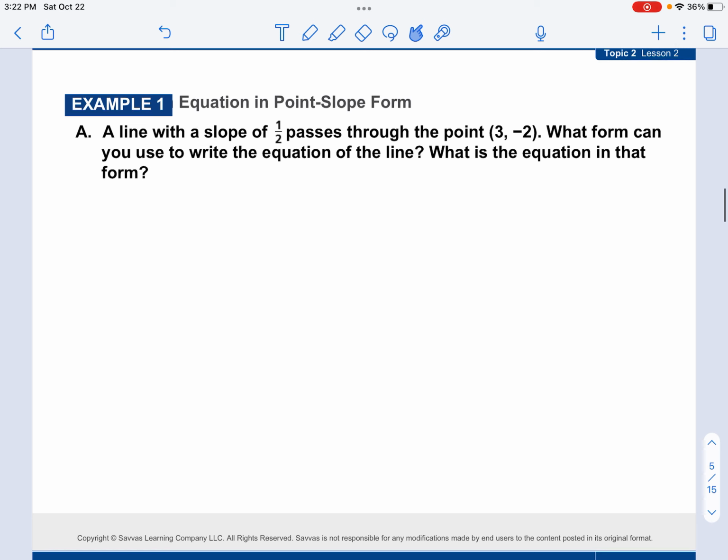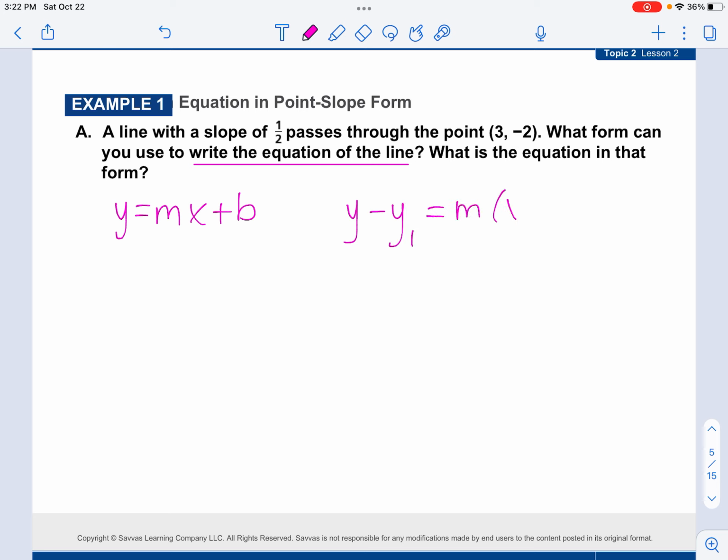So for the first example, a line with a slope of a half passes through the point 3, -2. What form can you use to write the equation of the line? Well, you know two different forms. We know our slope-intercept form from last lesson, y equals mx plus b, and we know point slope form, which is y minus y1 equals m times x minus x1. So looks like we have a point and we have the slope.